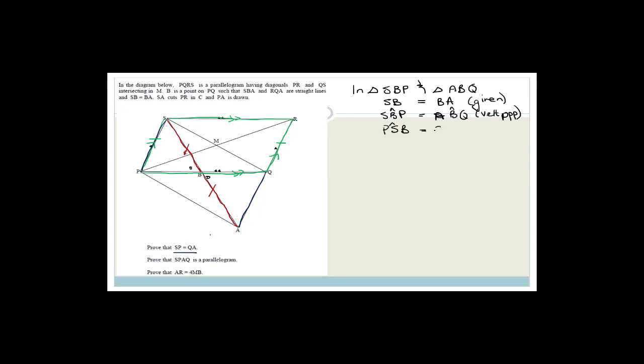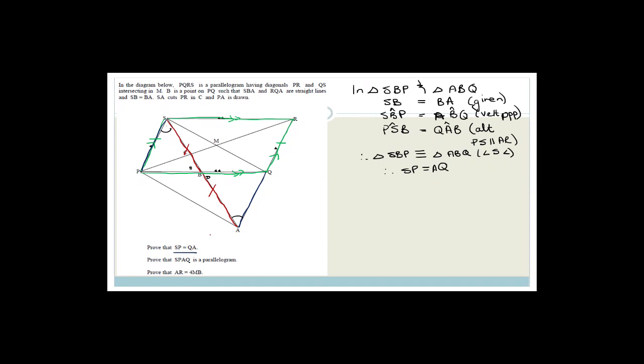Angle PSB equals angle QAB. Why? Because they're alternate angles. Why? Because PS is parallel to AR. And again, it's given. Therefore, triangle SBP is congruent to triangle ABQ. Why? It would be angle side angle. Okay. Therefore, SP has to equal AQ. Ta-da! So there we go.